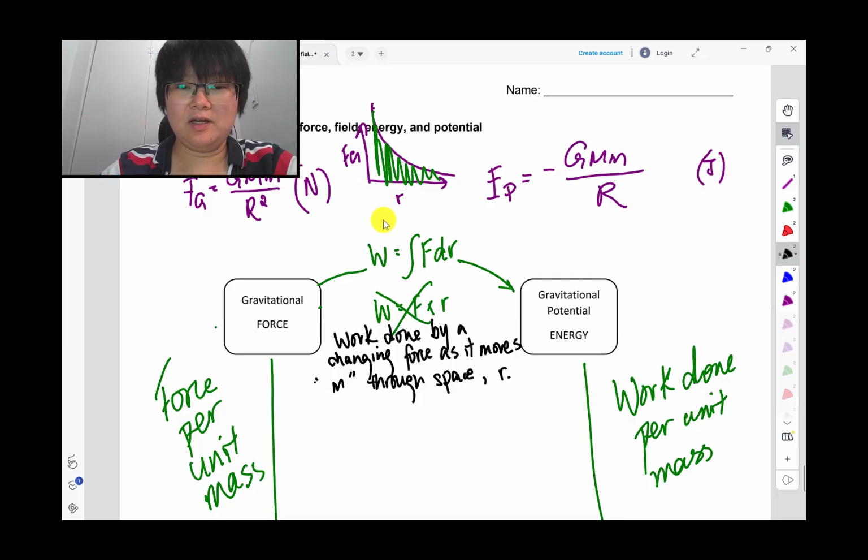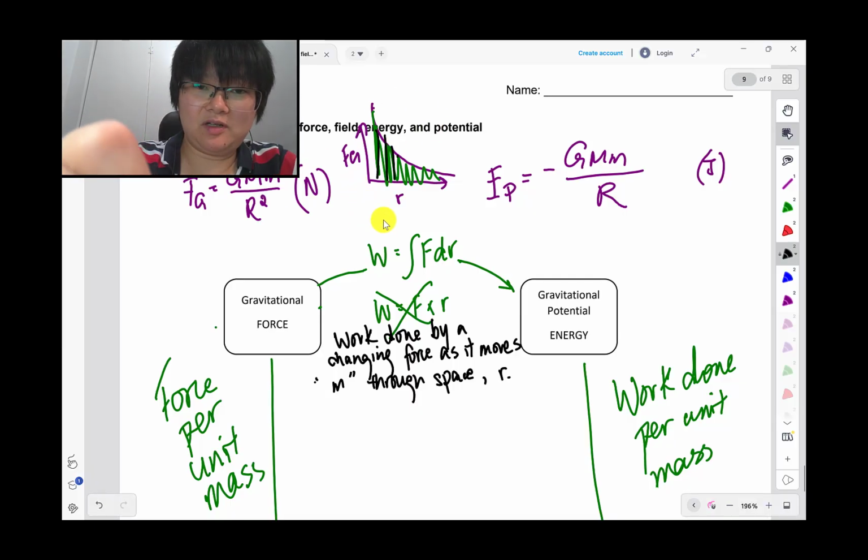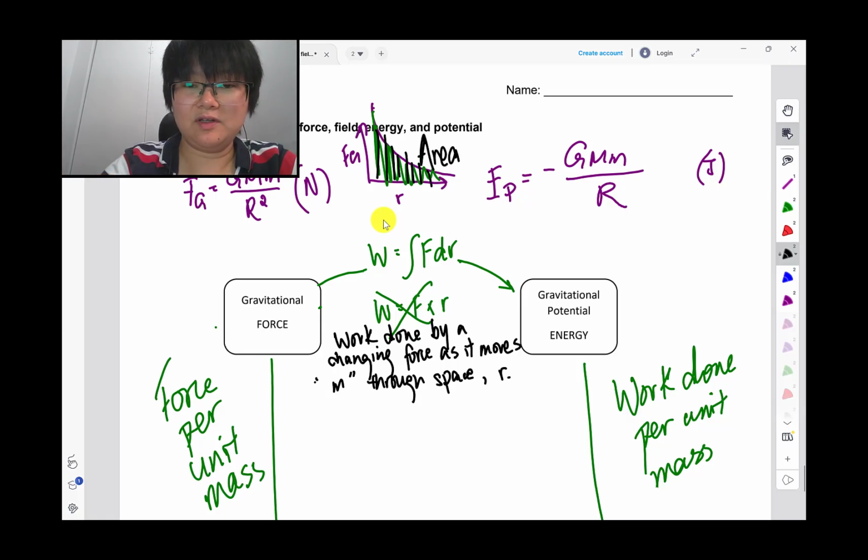I wrote down, you sum up all this individual area here. This is the area underneath the graph, the area underneath the Fg versus r graph.